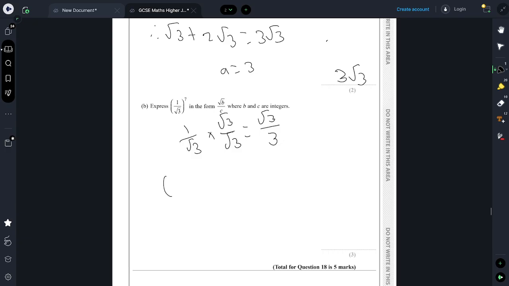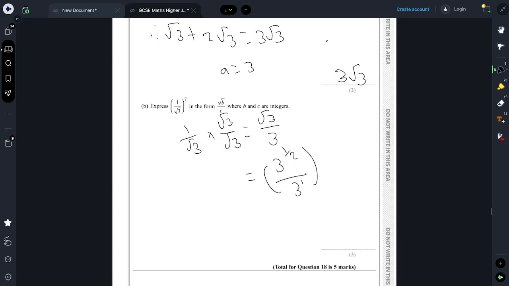So now, actually, root 3 over 3 to the 7. No, because what we can then say is we can convert this. So these are both in powers of 3. So this is 3 to the half over 3 to the 1, right?